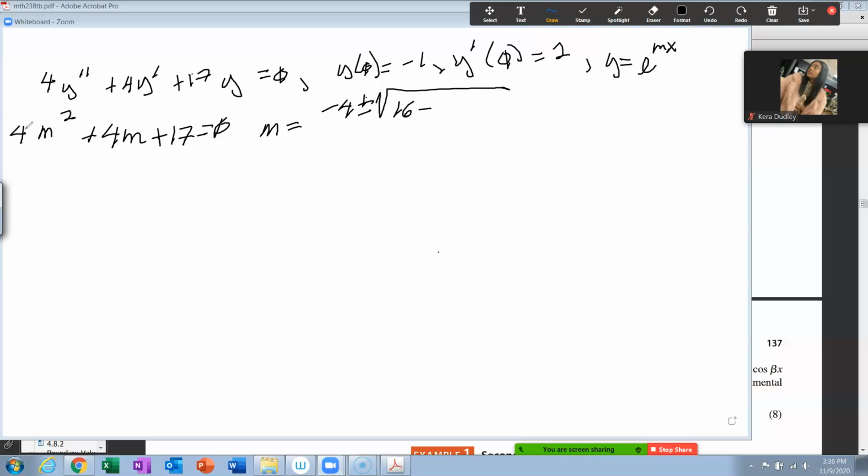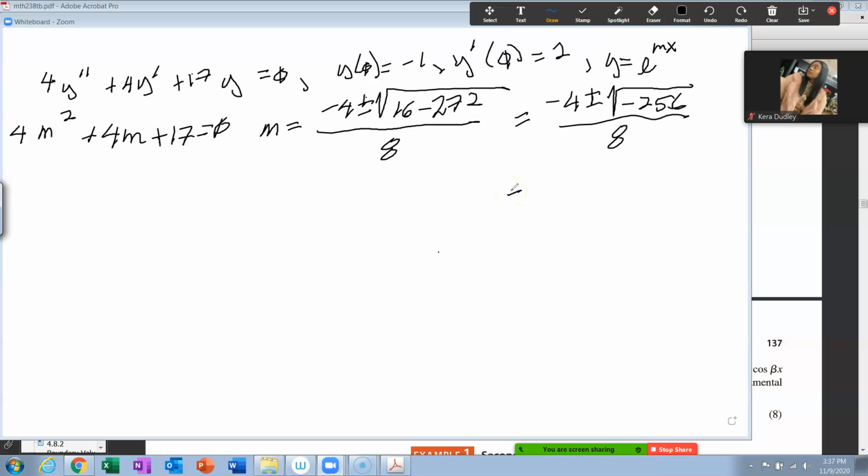I'm going to pull on my calculator to tell me that one. 16 times 17 is 272, quite a different number. Minus 272, all divided by 2a, which is 8. Sorry about this. Okay, so it's 272. I'm going to subtract 16 from that. That gives me 256. So that gives me a minus 4 plus or minus the square root of a negative 256 divided by 8.